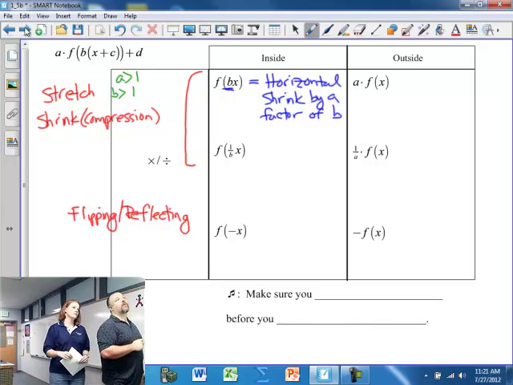Now, if it's a shrink, should we say by a factor of 1 over b? Oh yeah, sorry, I screwed that all up, didn't I? It's all right.